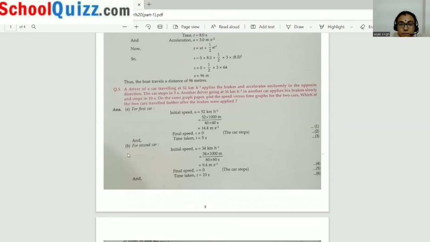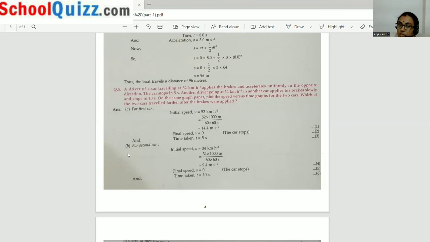Clear? So here, a driver of a car traveling 52 km per hour applies the brake and accelerates uniformly in the opposite direction. Okay, the car stops in 5 seconds. Another driver going at 34 km per hour in another car applies his brakes slowly and stops in 20 seconds. Okay, the question is finished. After that, you have to plot the graph.